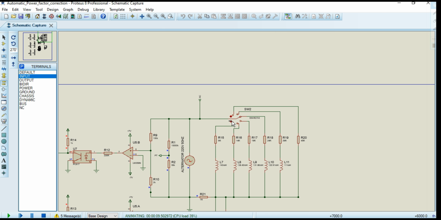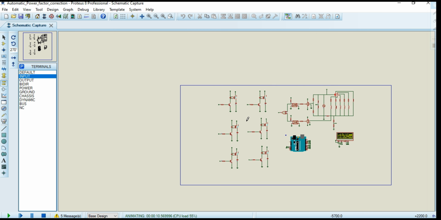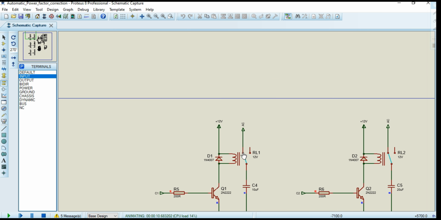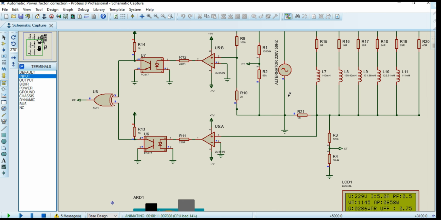Now switch to the next load. In this case, the value of inductance is increased in the system. Due to the increase of inductance, the power factor value of the system will be decreased from 0.6 to 0.5. And after this, some other capacitors will be added into the system to stabilize the power factor. You may see the updated power factor is 0.75 as compared to the previous power factor which was 0.5 due to the load. And you may also see here, in this case, two capacitors are added into the system to stabilize the power factor.